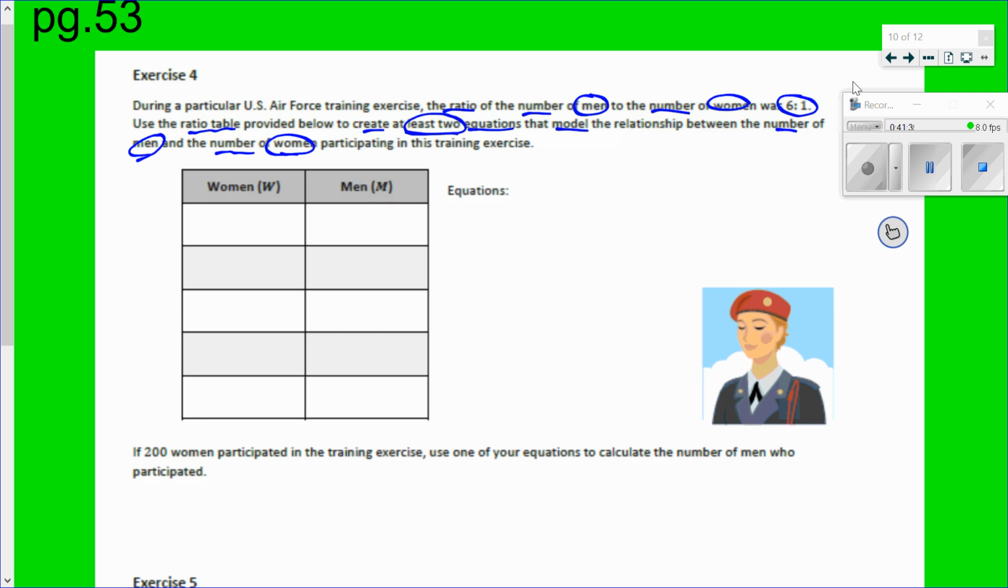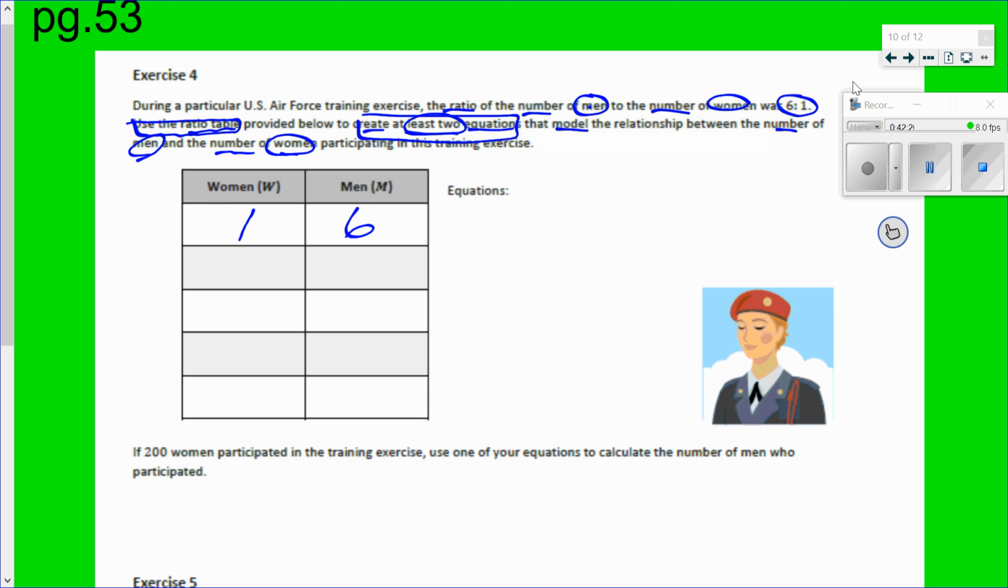So we've got a couple things we need to do. We need to use the ratio table provided and create at least 2 equations. So the first thing we need to do is fill out our table. So who thinks I got the first entry? Chanel? Awesome, although you ruined all my thunder. She's right. All of you are thinking 6-to-1, didn't pay attention to the order. Because here it said men to women was 6-to-1, but then they started my table with women, didn't they? Yes. Okay? Got to pay attention to the order.